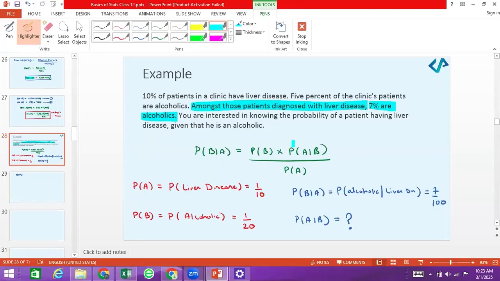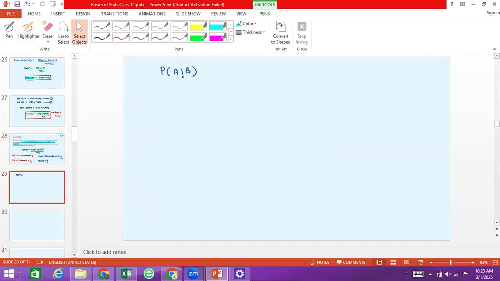Which one? This one? This one you are referring to? No, there is another formula, right? Probability of A given B. That's the one I'm writing now. Let me first solve it. Maybe if you have any question, you can ask me after that.